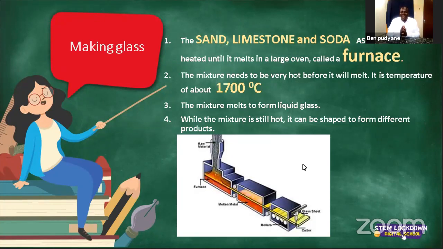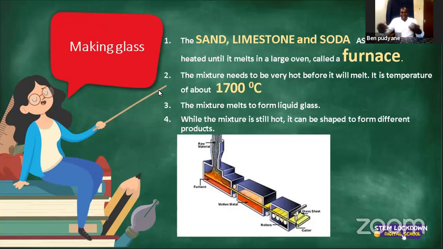So that mixture melts. You remember we talked about melting. When you put something in high temperature, it starts to melt. So this melts at 1,700 degrees Celsius to become a liquid glass. Then number 4, while the mixture is still hot, it can be shaped into different products. So when it is a liquid, you pour it down, it will be flat. It will take that shape. And when it cools, then it is hard glass of that shape. That is how the glass is made.